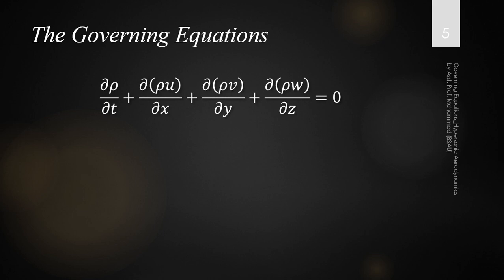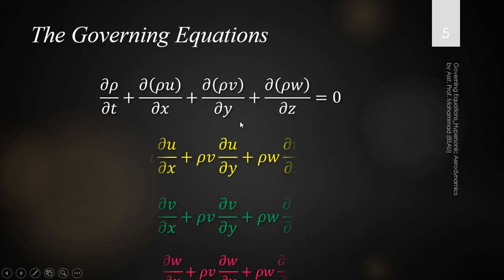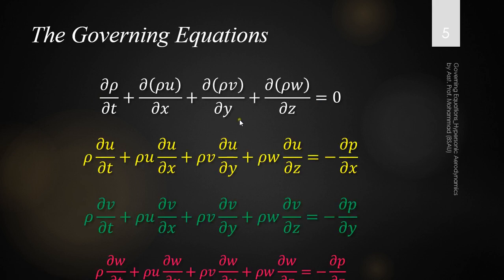This is very easy to recognize. I hope we have been seeing the same equation again and again. This is the mass conservation equation. This is talking about the time derivative, and these are the space derivatives. Then we have momentum conservation.